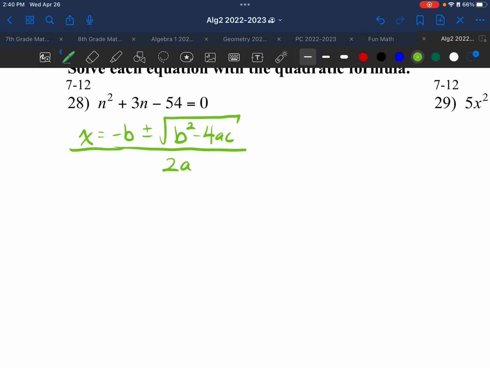I'm going to take off points if you're doing that. The fraction has to be the correct fraction. What are a, b, and c? Well, a is 1, b is 3, and c is negative 54.